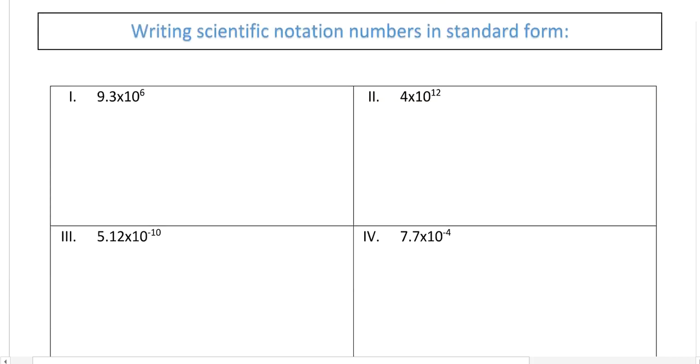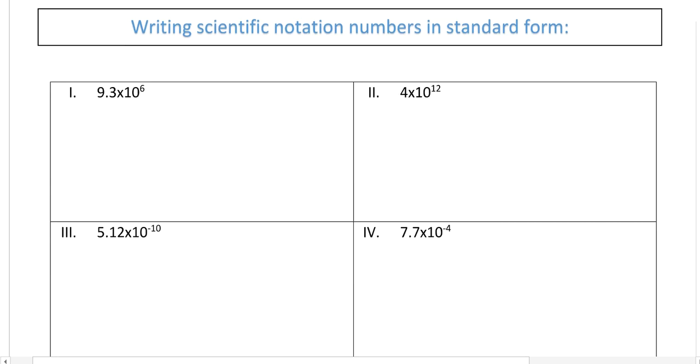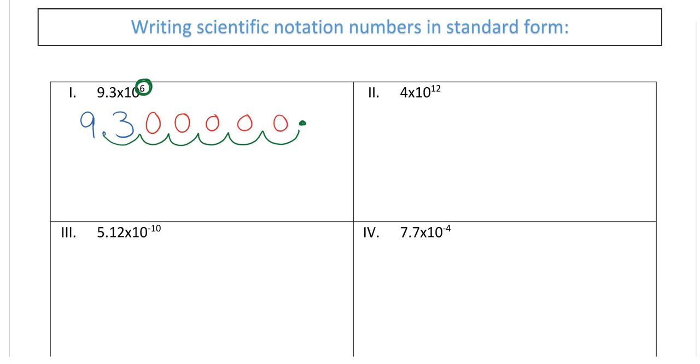Moving on, if we're going from scientific notation to standard form, I'm given my 9.3. I see that I am going to be swinging 6 decimal places to the right. So 1, 2, 3, 4, 5, 6. My new decimal will be at the end of the number. And what I need to do with all of these empty swings is put zeros in there. So 9.3 times 10 to the 6th is actually the number 9,300,000.